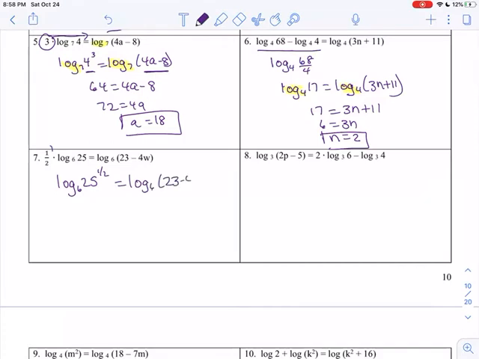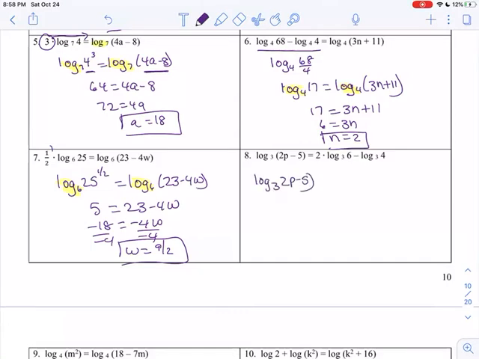And same thing here. I have this 1/2 in front, so I'm going to make this log base 6 of 25 to the 1/2. And log base 6 of 23 minus 4w. So I have a log on the left, a log on the right. They have the same base. 25 to the 1/2 is really just a square root of 25, which is 5. And then I will, let's see what I want to do, subtract 23. And I'll divide by -4. W equals 9 over 2.